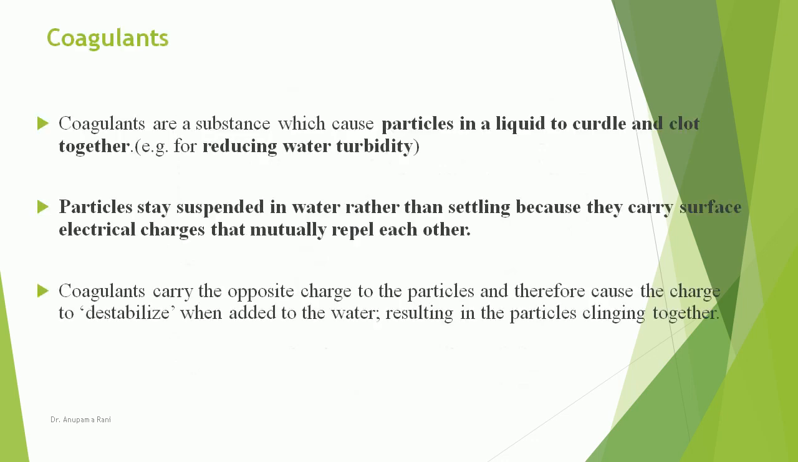Now what are coagulants? Coagulants are substances which cause particles in a liquid to curdle and clot together. For example, for reducing water turbidity: particles stay suspended in water rather than settling because they carry surface electrical charges that mutually repel each other. Coagulants carry the opposite charge to the particles and therefore cause the charge to destabilize when added to the water, resulting in the particles clinging together.